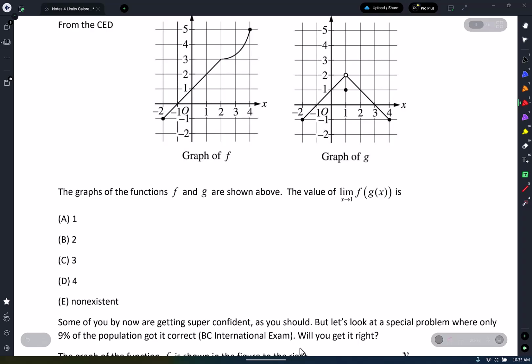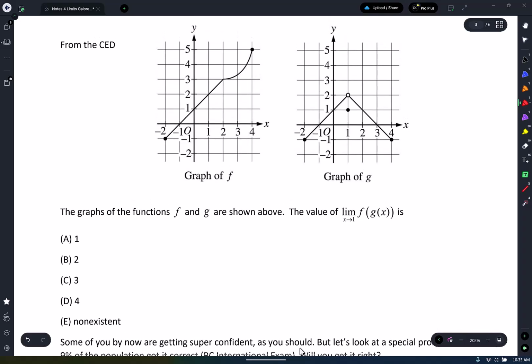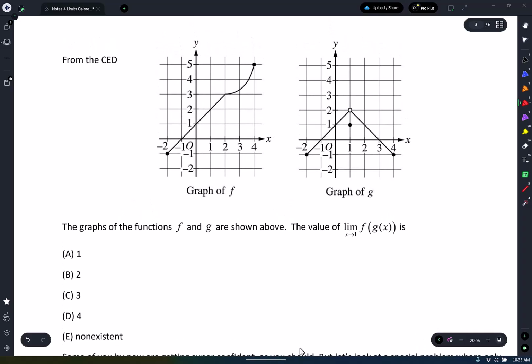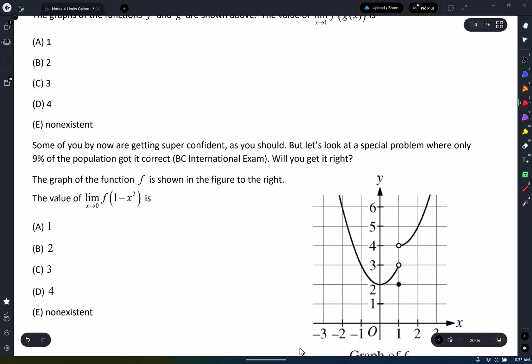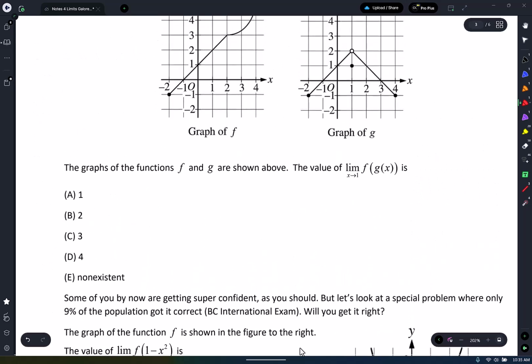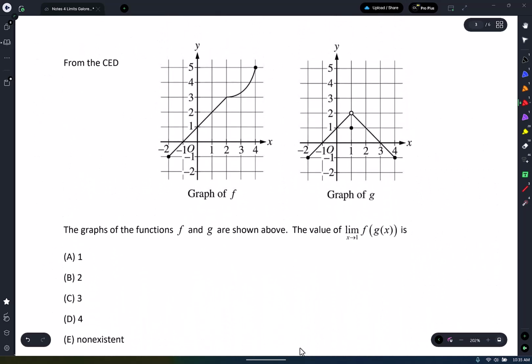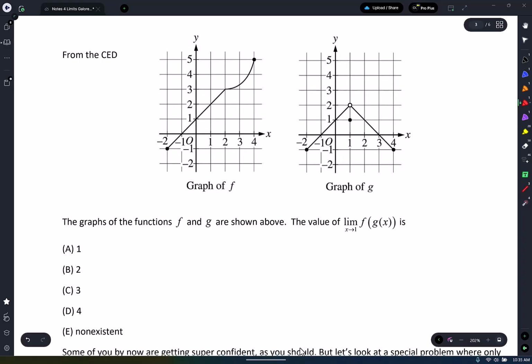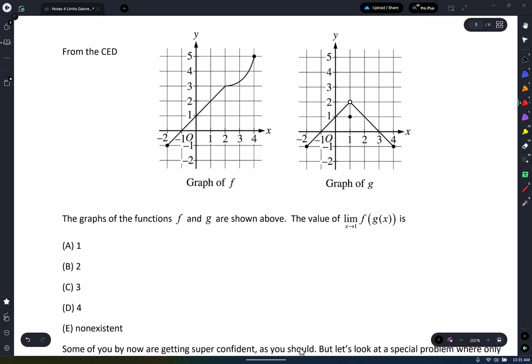All right. Here we go, guys. From the CED. These are real questions from the AP. Look, I'm so excited. Remember that special question? We'll see if you guys can get it. Don't worry. Even the BC thought it was hard. Take 1 minute. See if you can do this question right here, guys.